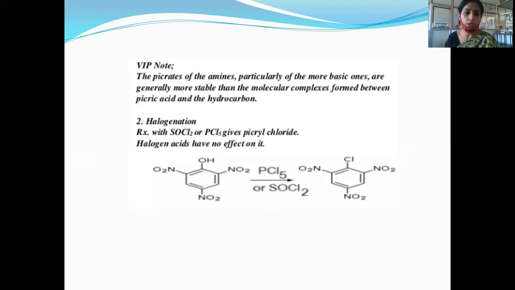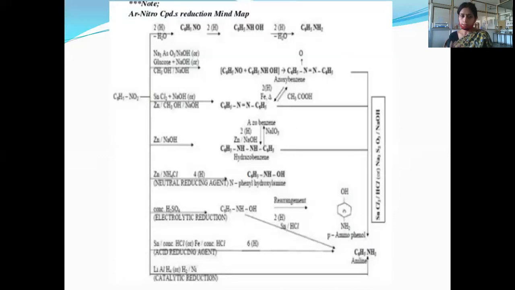The second important reaction is halogenation. With SOCl2 or PCl5, it gives the respective picryl chloride, like I just told before. So the OH group gets replaced by the chloride group, the halogen group. But if you want to do this reaction with halogen acids like HCl, then this will have no effect on the reaction.